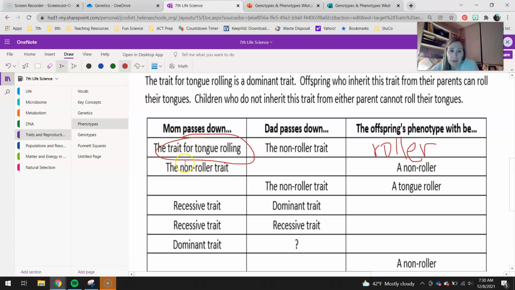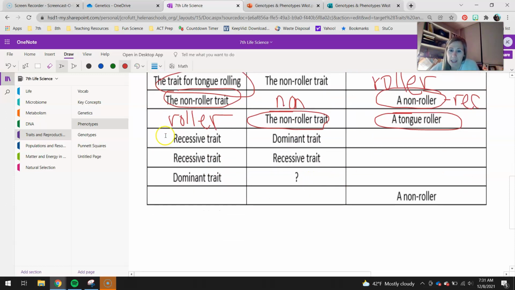Okay, mom passes down the non-roller trait, and what we notice is that the offspring is also a non-roller. Since this is the recessive trait, that means both parents had to pass it down. Mom obviously passed down the non-roller trait, so that means dad also had to pass down the non-roller trait. Here we've got dad passing down the non-roller trait, and we know the kid can roll its tongue. That means somewhere in there they got the trait to roll their tongue, as it is the dominant trait. So mom must have passed it down. I'm going to do one more example for you, and then I'm going to let you finish the rest and see what you can figure out.